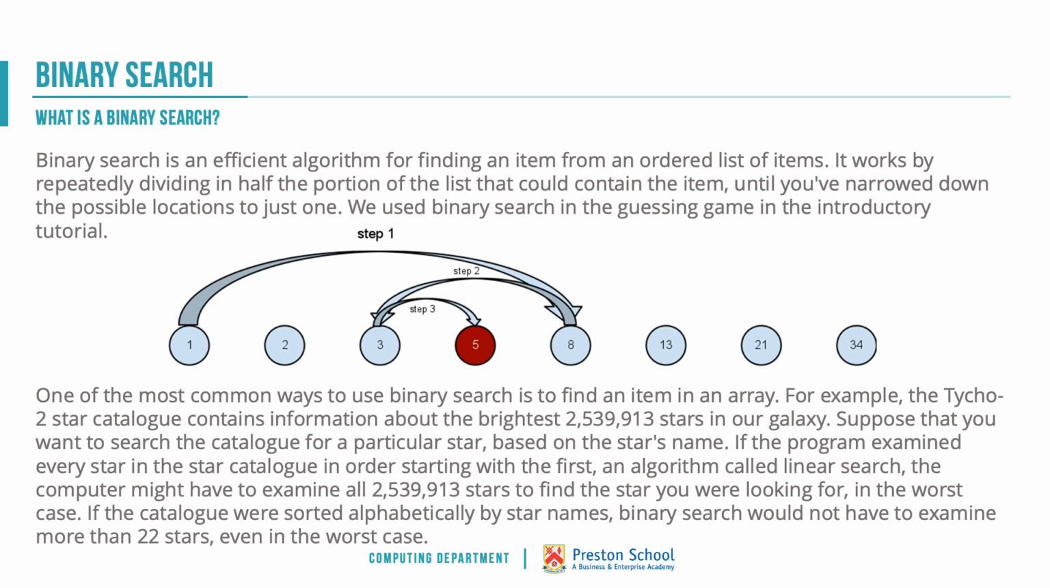I select the first midpoint. Now, a list doesn't always have a midpoint. The midpoint here is some white blank space. So I round up. Just always round up. Okay, so I compare my number to the number 8. Well, it's lower than the number 8. So I remove the numbers 8, 13, 21 and 34. I'm left with a new list, 1, 2, 3 and 5.